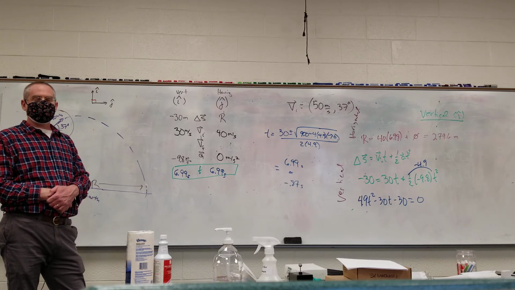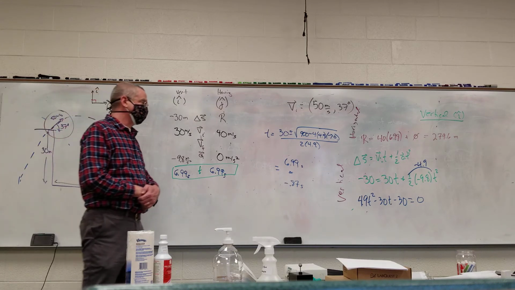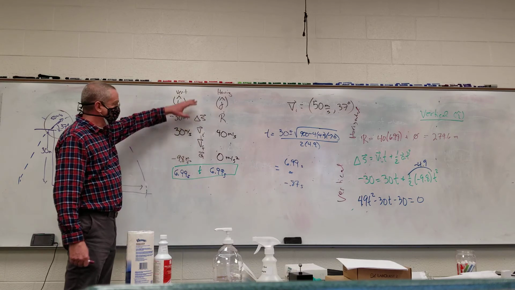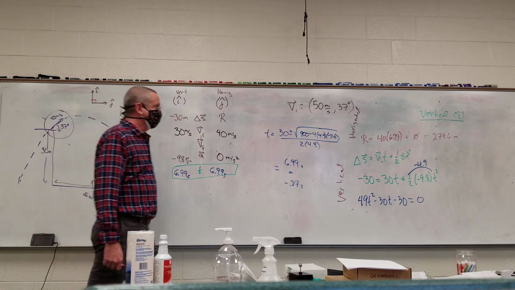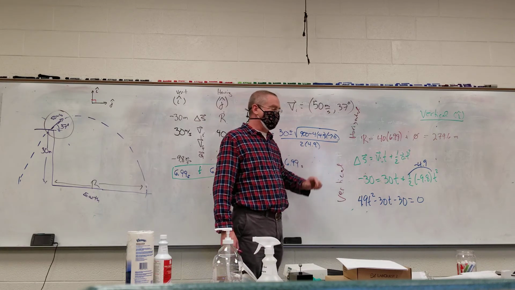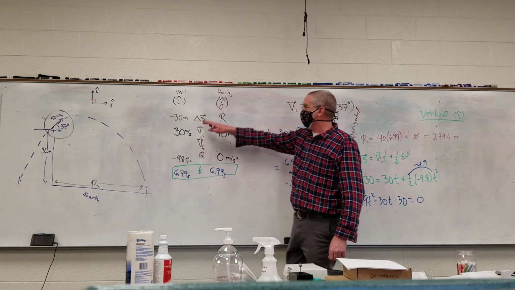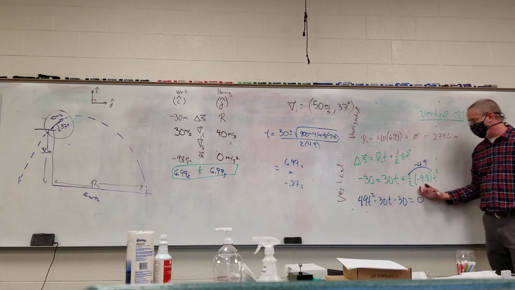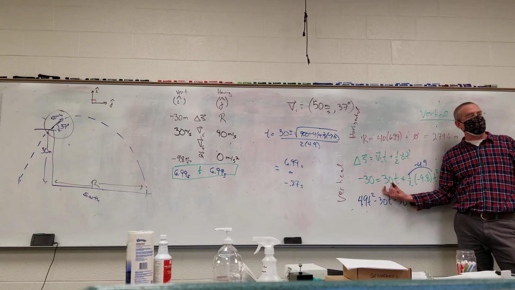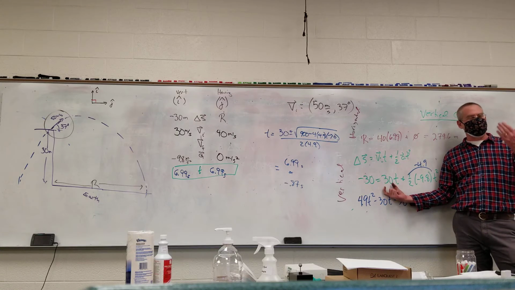The most frustrating mistake I see is students get this far, they break it up into the parts. They then come over here, they realize this is the equation to use, and then they start plugging into the equation. They plug in negative 30 because that's the displacement. They plug in negative 9.8 for the acceleration. And then for the initial velocity, they put in 50. You have now mixed vertical and strange angle in the same equation.